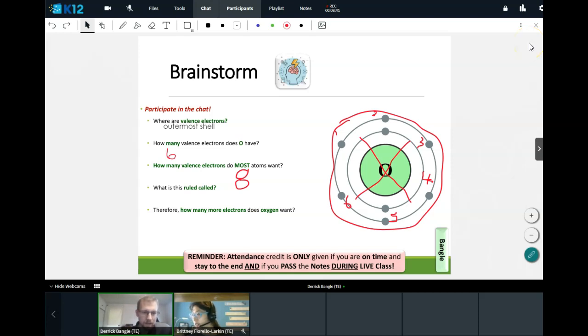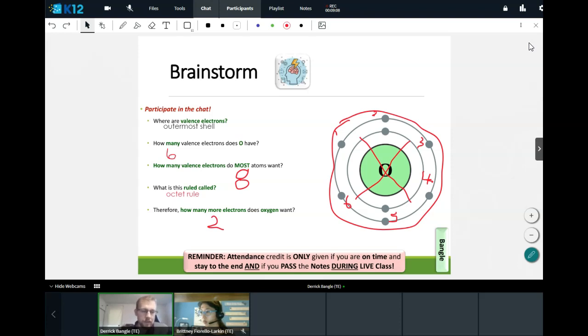So let me type that out just really quick. It is the octet. I spelled it wrong, but we'll just leave it like that for now. And therefore, how many more electrons does oxygen want? So let's subtract. What is 8 minus 6? 2, exactly. Very nice, everyone. So it is 2.